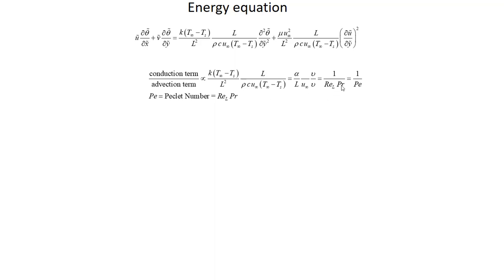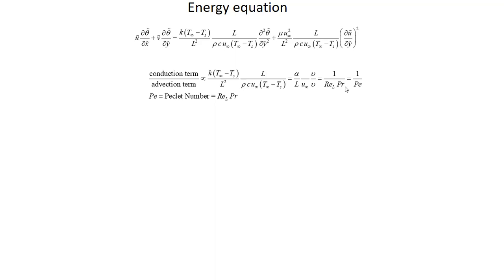Sometimes this Reynolds number, Prandtl number product is referred to as the Peclet number. And that's what this really means. 1 over the Reynolds number times the Prandtl number is an indication of how important conduction is in your problem relative to energy carried by the fluid.